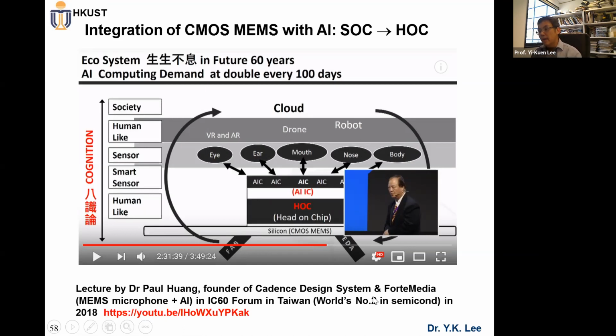Paul Huang. He not only has one company, Cadence, which is an IC design company, but also another company. That one is a MEMS microphone company that combines IC design and AI, and so this becomes very important in the following 60 years. If you want to get rich, I think this kind of MEMS has the potential to go into a $1 trillion business in the near future.